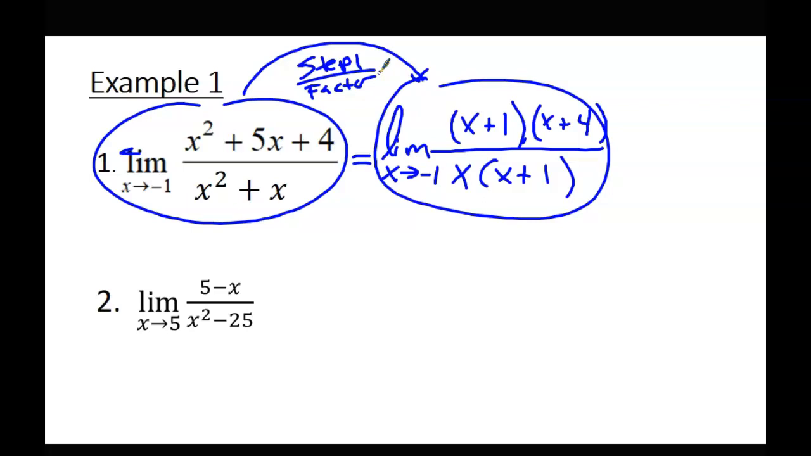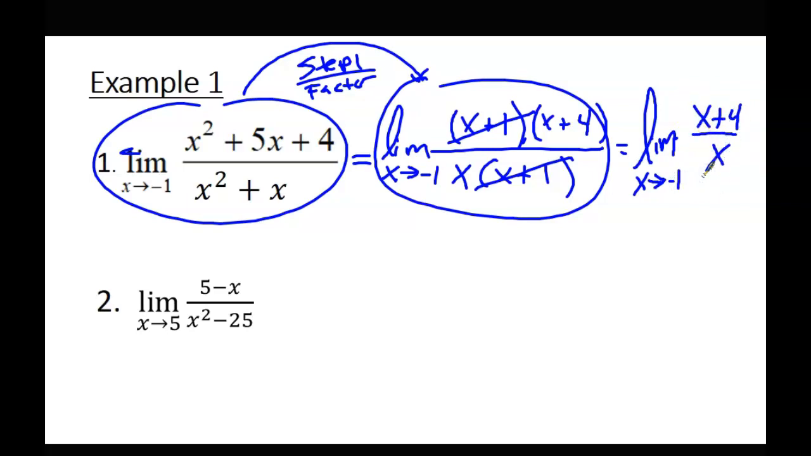Okay, now, what do you think I'm going to do next? Cancel out the x plus 1. We're going to cancel out x plus 1, right? So what am I going to write here? X plus all the limit. Yeah, don't forget you're going to write the limit. And now what am I going to write? X plus 1. Good.